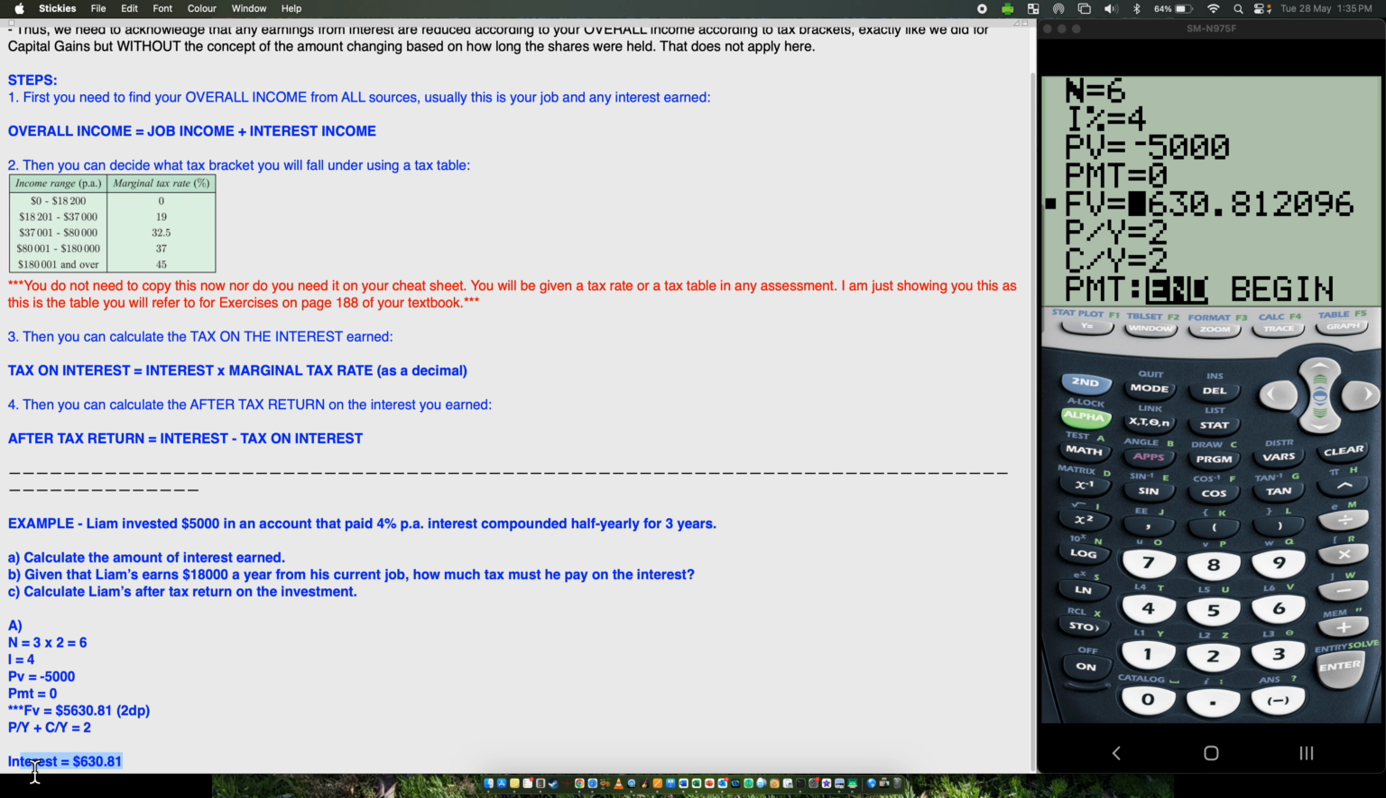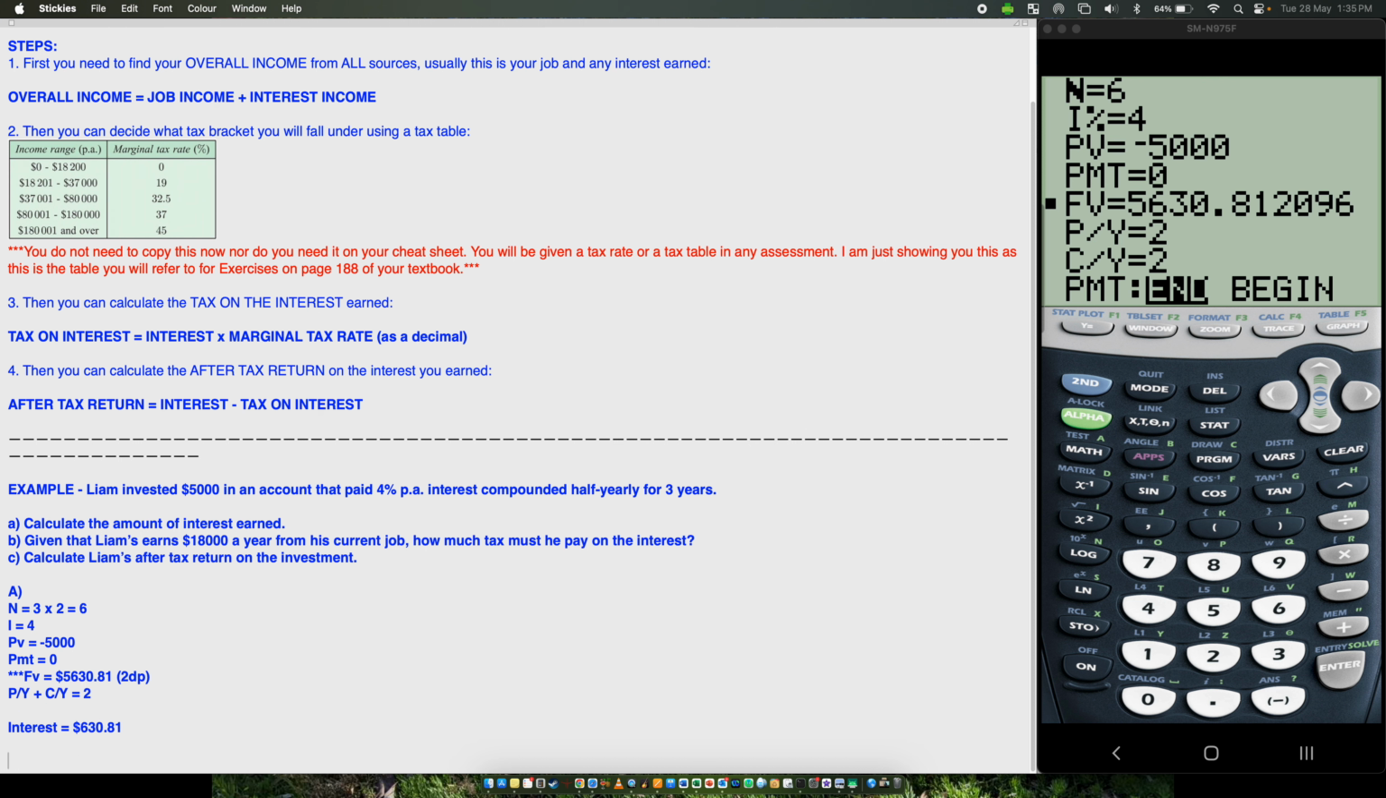That interest represents an income for Liam. So what's the government going to do to some of that? Tax it. So B, given that Liam earns $18,000 a year from his current job, how much tax must he pay on the interest? Be careful. I might have chosen this example specifically to try to fool you.